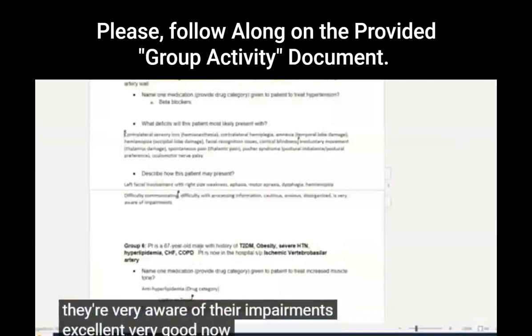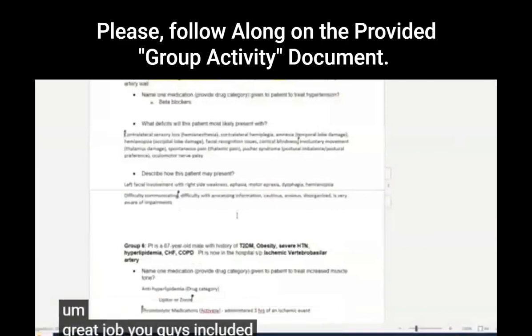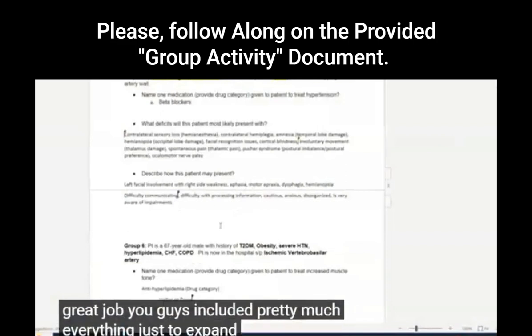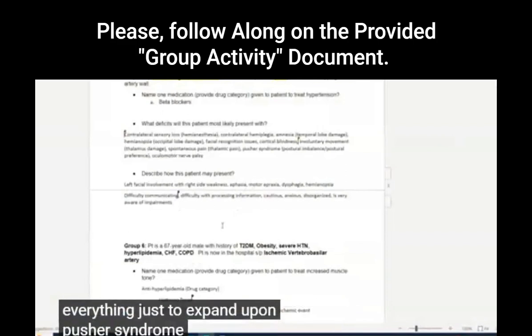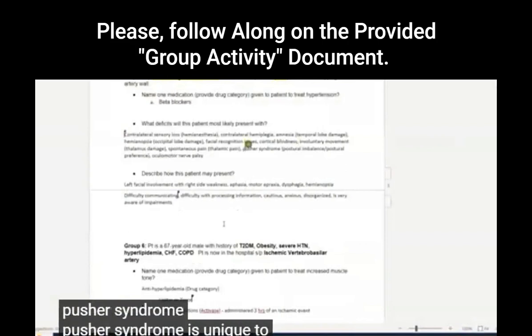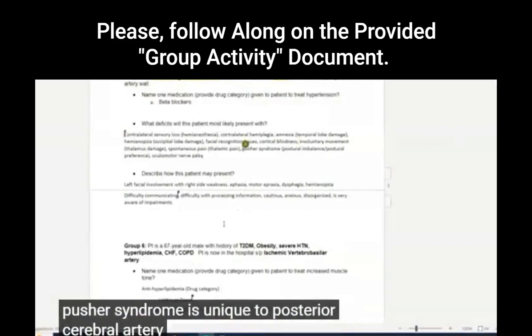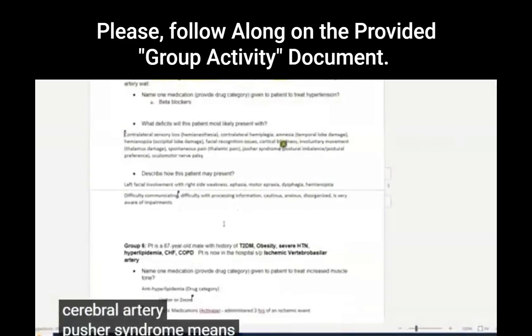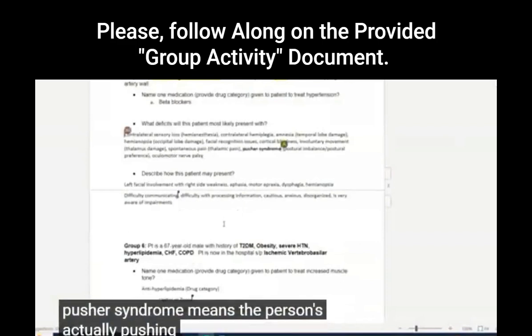Excellent, very good. Great job. You guys included pretty much everything. Just to expand upon Pusher syndrome. Pusher syndrome is unique to posterior cerebral artery. Pusher syndrome means the person's actually pushing towards their involved side.